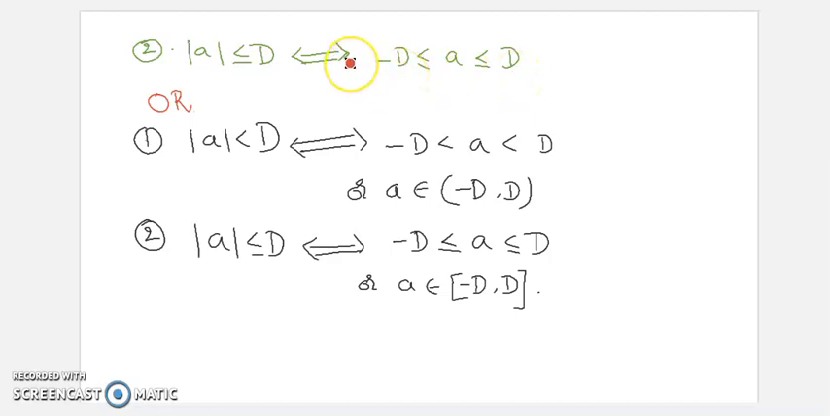The above two formulas can be written as: modulus of A less than capital D if and only if minus D less than A less than D, or A belongs to the open interval minus D comma D. Second formula: modulus of A less than or equal to capital D if and only if minus D less than or equal to A less than or equal to capital D, or A belongs to the closed interval minus D comma D. Here open interval means endpoints are not included in this interval. Closed interval means endpoints are included in this interval.